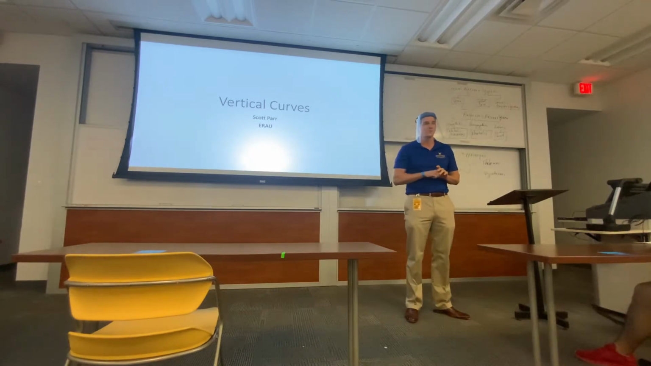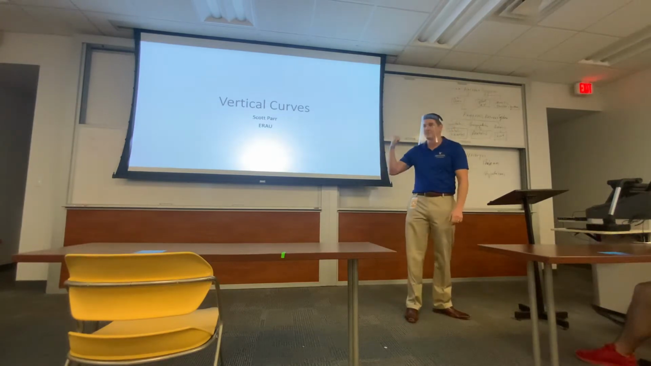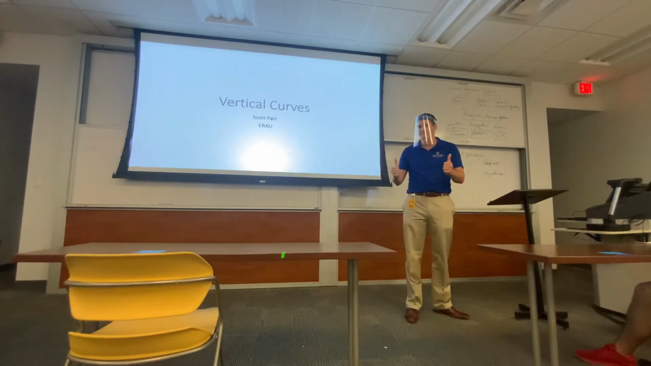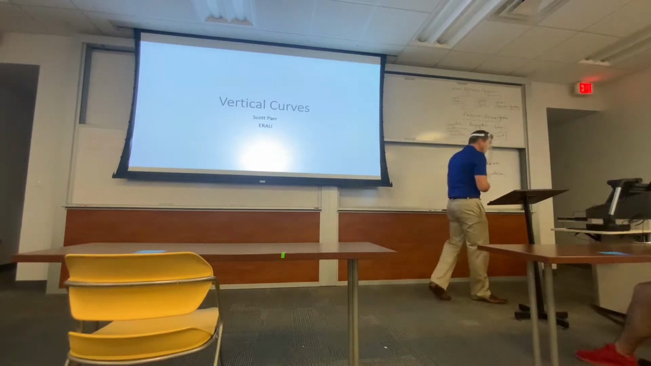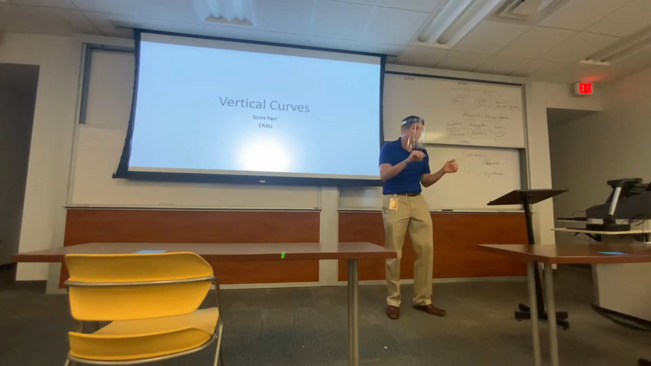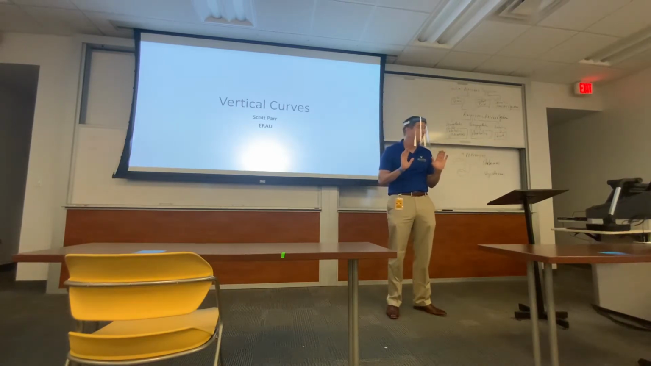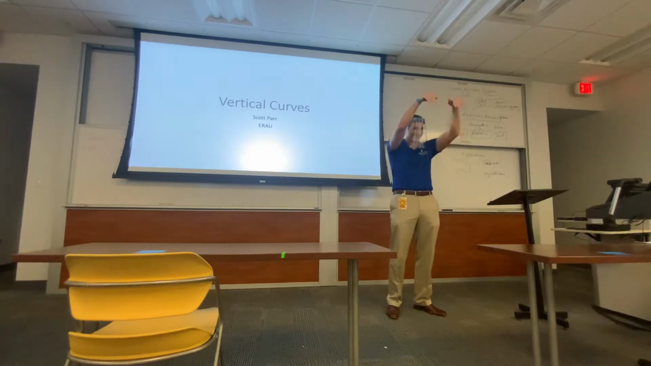Which takes us to the green book, the policy on the geometric design of streets and highways, where we're going to be looking up vertical curves. All right, so, pop quiz. Horizontal curves go around, vertical curves go over or under. That's right. Okay?